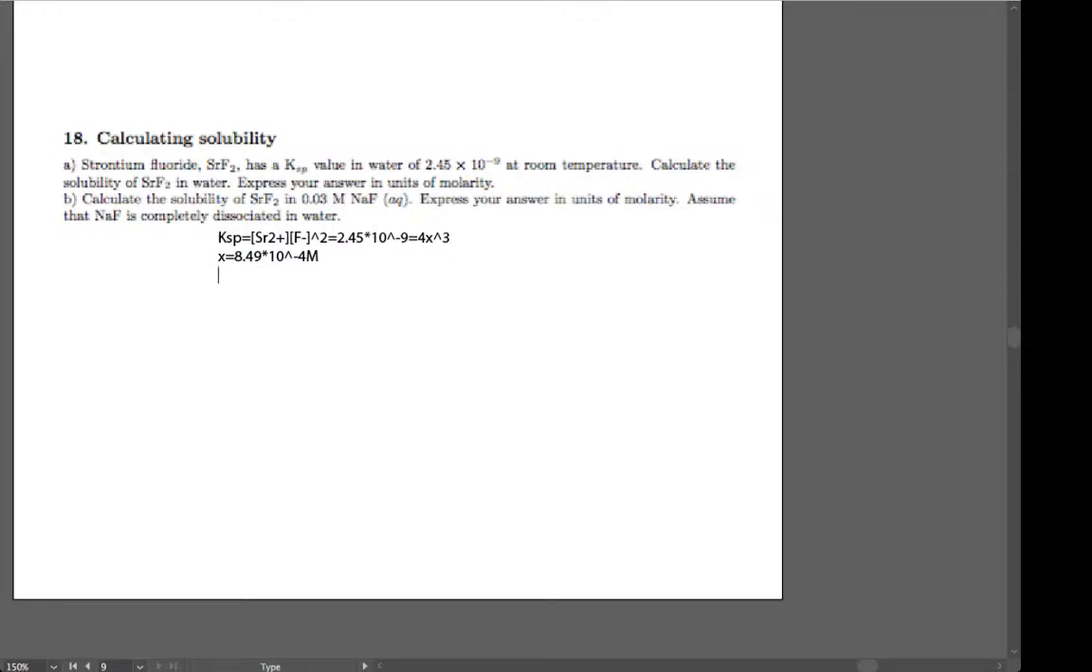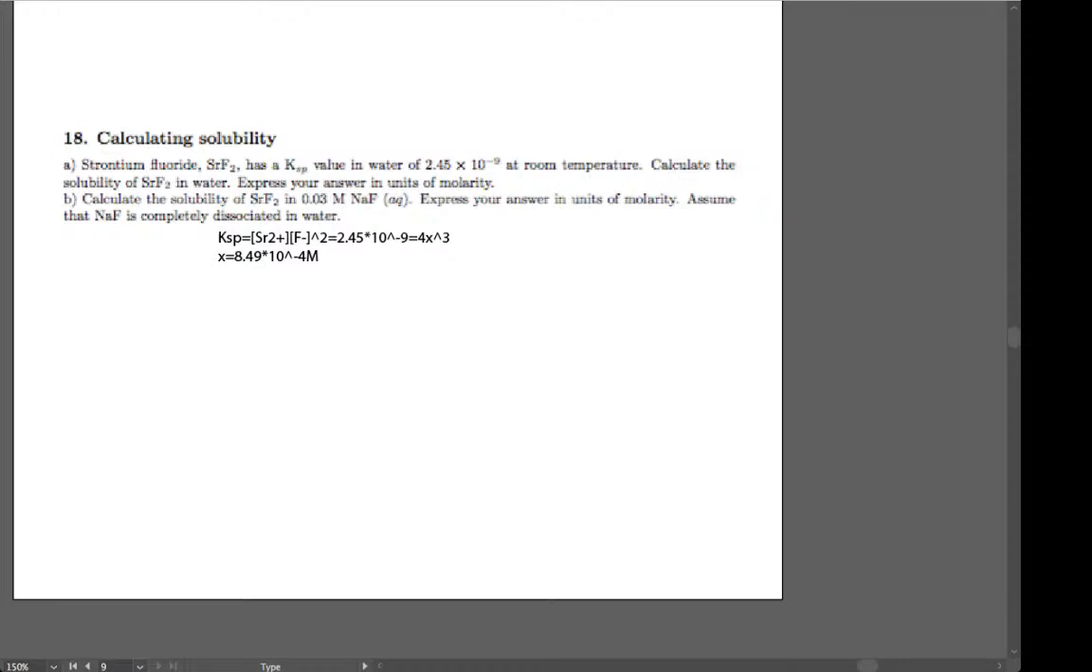Assume that NaF completely dissociates in water. That would mean that the entire thing would dissociate into Na+ and F-, and then the other one would be Sr and F2. The solubility of SrF2, that's the X, right?